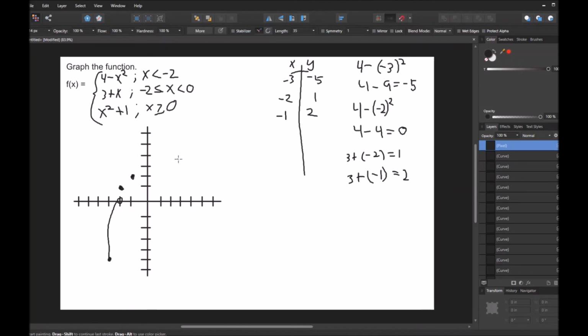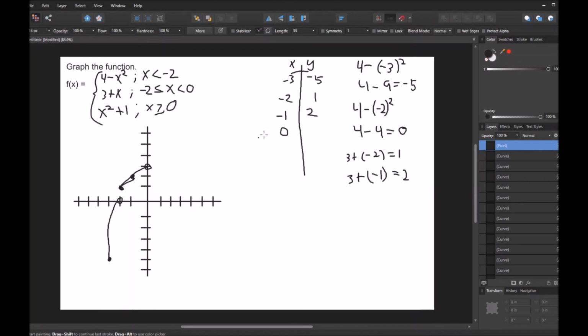And this is a linear equation, and it has a slope of 1. So if I were to go to the right one more value, we'd have the point 0, 3. If I wanted to test that out, I can plug in 0 to the middle equation, and 3 plus 0 is indeed 3. But because this equation is not defined at 0, because it's just less than 0, not less than or equal to 0, we have to draw an open circle at the point 0, 3. And then we can do something like that.